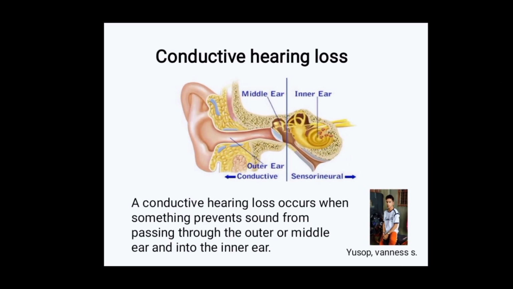Conductive hearing loss. A conductive hearing loss occurs when something prevents sound from passing through the outer or middle ear and into the inner ear. Conductive hearing loss caused by other abnormalities like stenosis of the ear canal, exostosis, otosclerosis, and ossicular chain discontinuity is more difficult to treat medically and may be considered a permanent hearing loss. These conductive losses may be treated with either standard hearing aids or bone-anchored implantable devices.